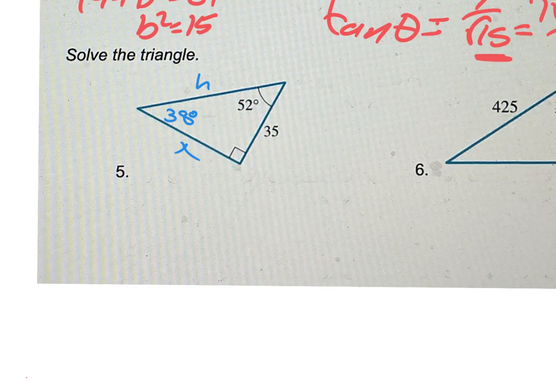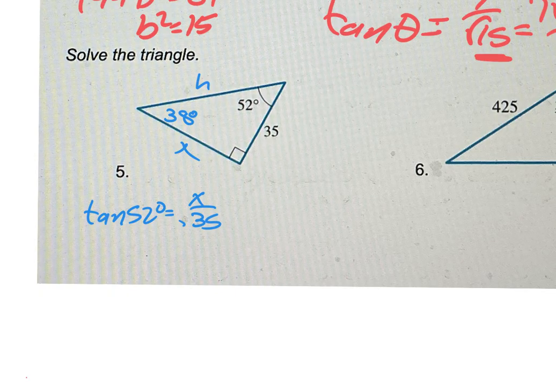And guys, there are so many ways you can do this. I'm going to go here. I'm going to go tangent of 52 is opposite over adjacent. And that's how I'm going to find my side X. To work that out, I'm just going to multiply 35 times tangent 52. Please make sure your calculator is in degree mode. Obviously, if it's in radian mode, you get the wrong answer.